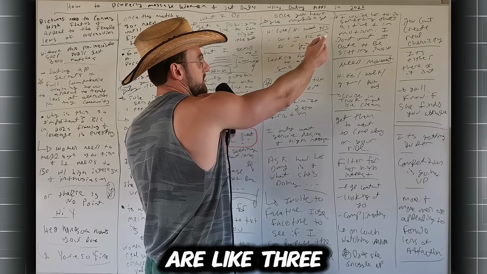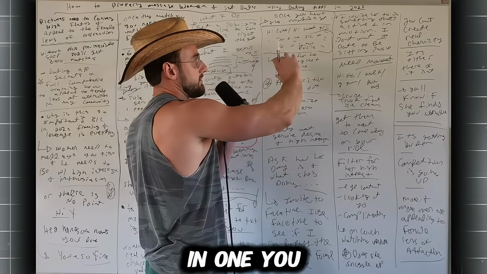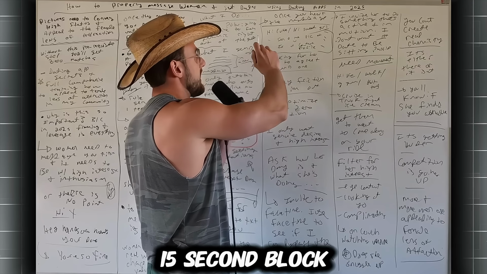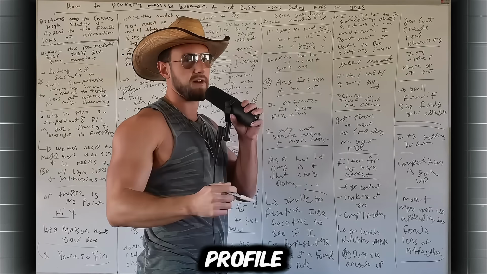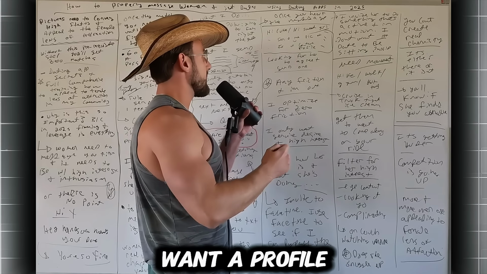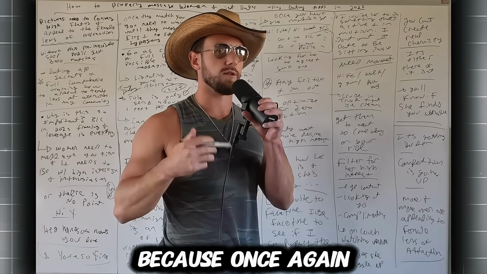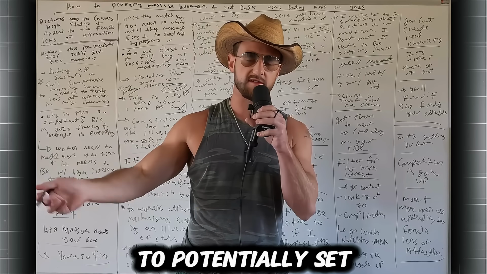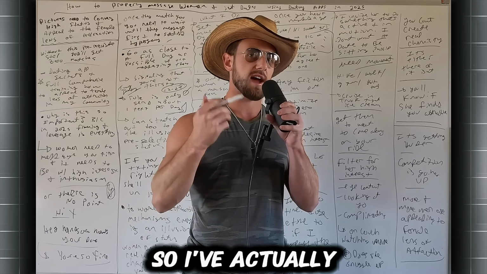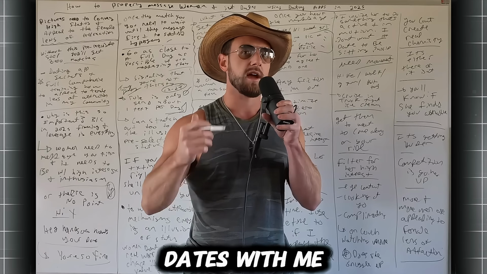And then these are like 3 messages back to back, but they're all in one 15-second block. I'll say something like, hi, cutie, send me a pic of you for your contact profile. Why do I want a profile picture of her? Because once again, I want to give the illusion that I'm talking to a lot of different women to potentially set up dates.